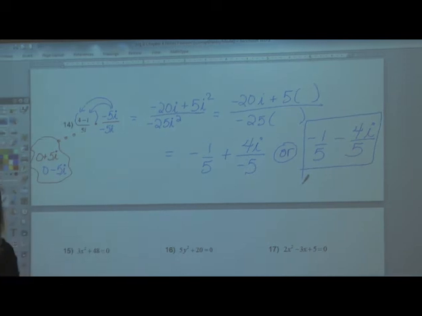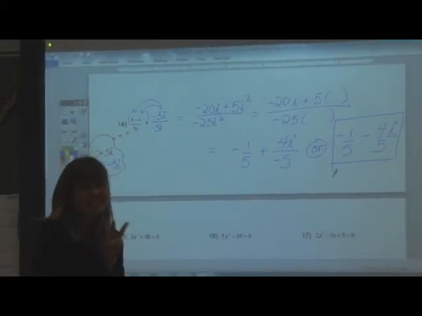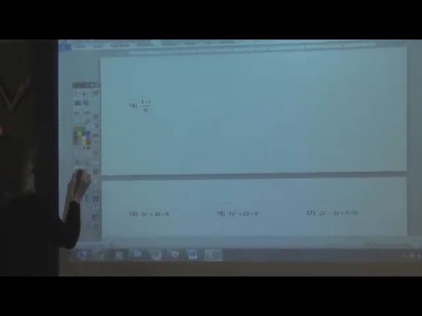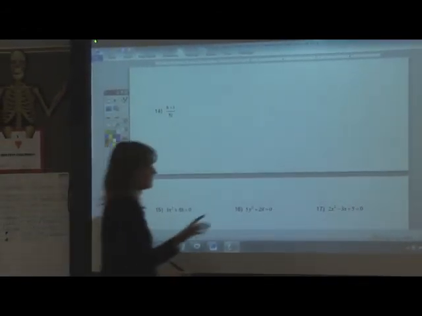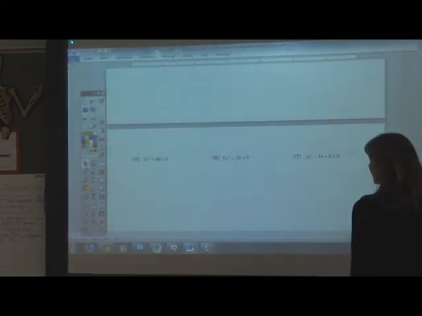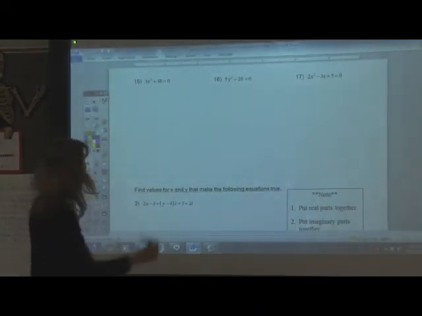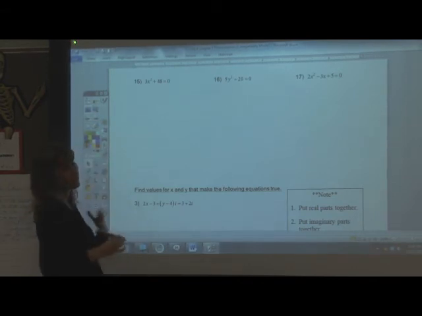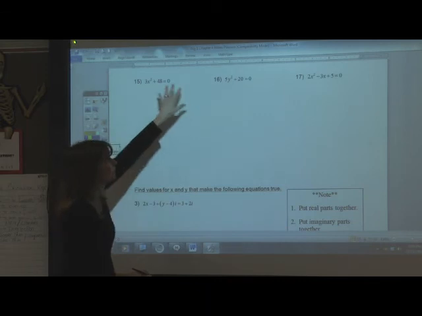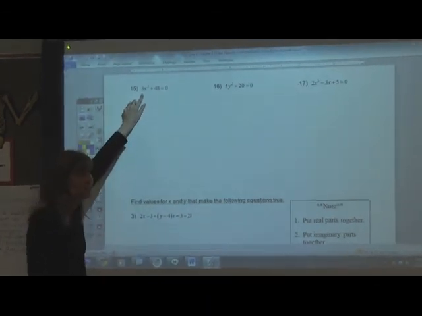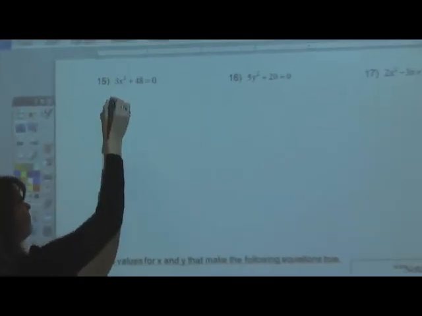So one more problem. Actually, maybe two if we can squeeze them in real fast. Let's take a look at solving. And I know this is a lot of information. We're going to take a couple days in class to go over this, so don't be overwhelmed. We're just laying the groundwork right now. First of all, you should look at some of these numbers and say, hey, I see a GCF. Always take out that GCF first.